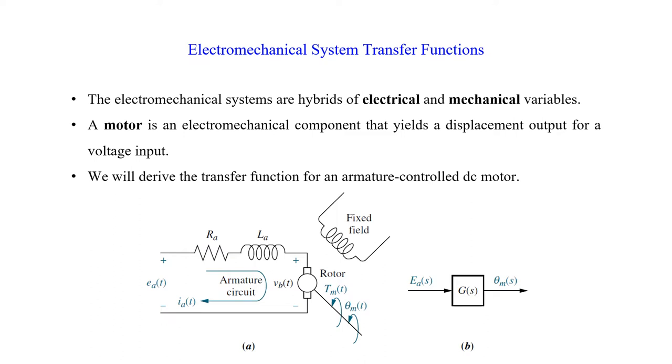In the figure A, we can see we have two portions of the motor. First portion is the rotatory part, which is on the left, and the second portion is the stationary part, which is on the right. The stationary part produces magnetic field, and that can be produced by permanent magnets as well as electromagnets. And this part is called the fixed field. The second part is the rotating part, and that is called the armature.